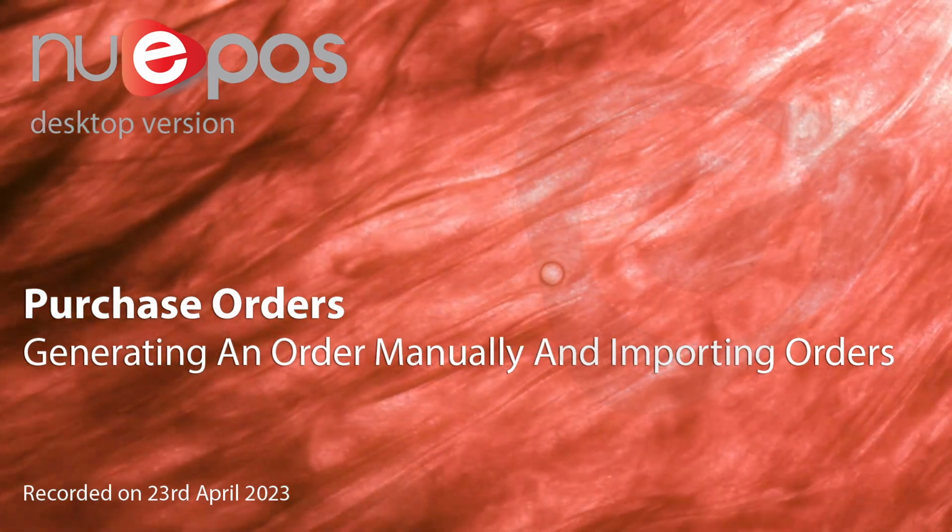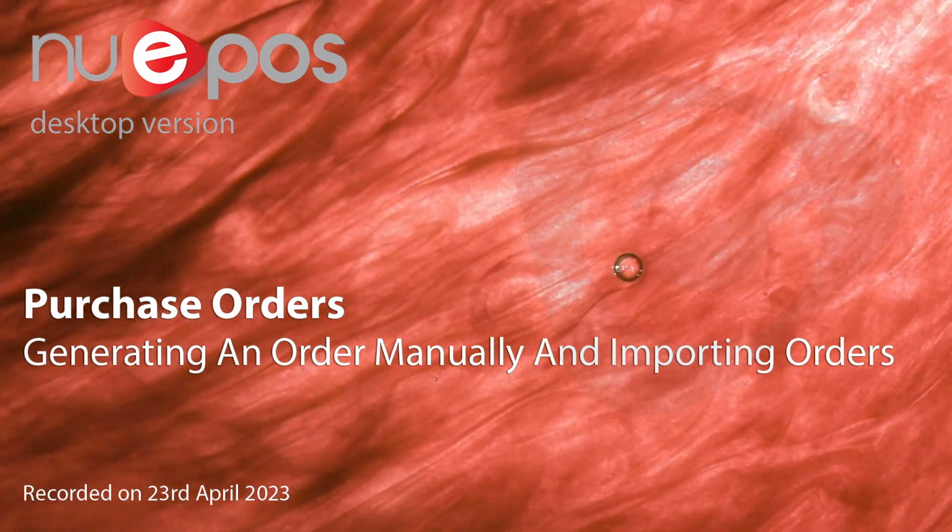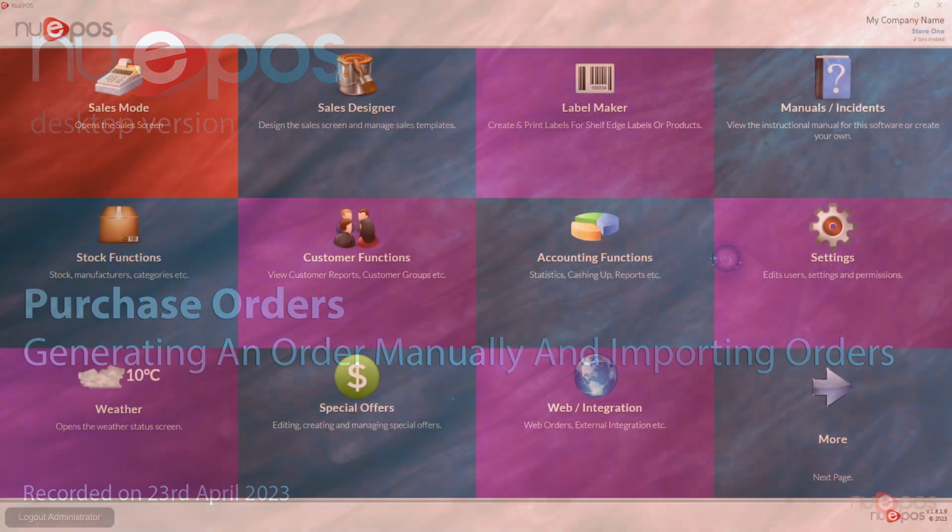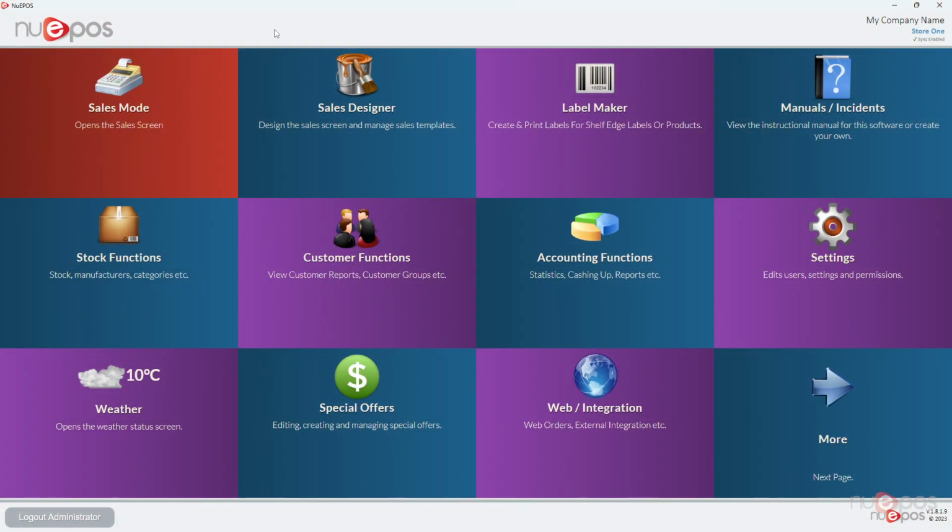Purchase orders. Generating an order manually and importing orders. So in the previous videos, we've done importing based on minimum maximum, importing based on previous sales.